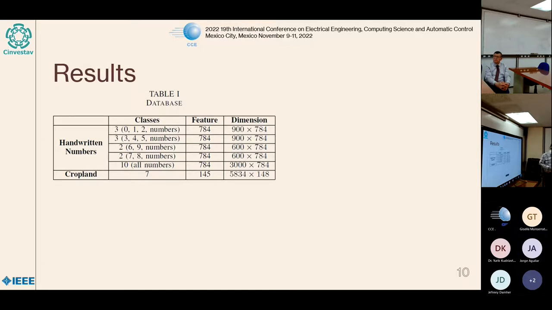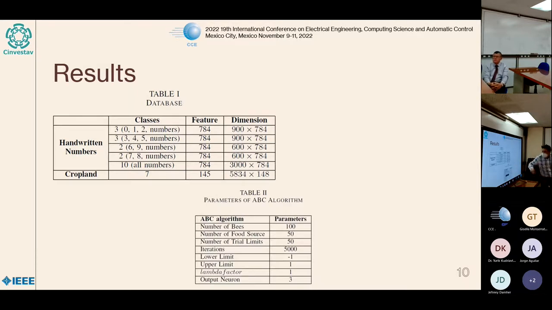The sixth data set is a Cropland data set. The Cropland data set is important because it is not exactly one image, it is a collection of images. They are spectral images. One image represents the infrared long wave, and the other images represent the normal spectra and another spectra in the long wave. We have 7 classes for this database.